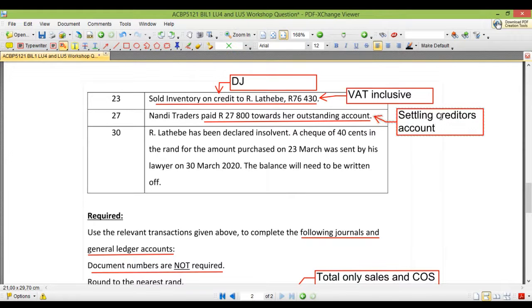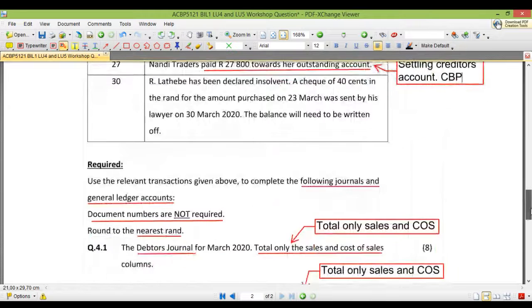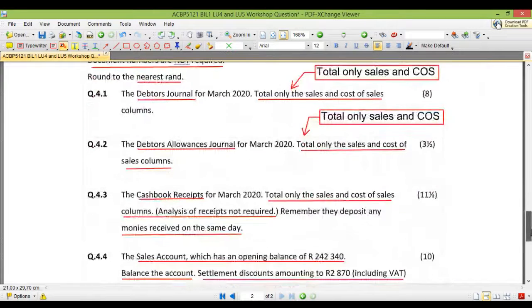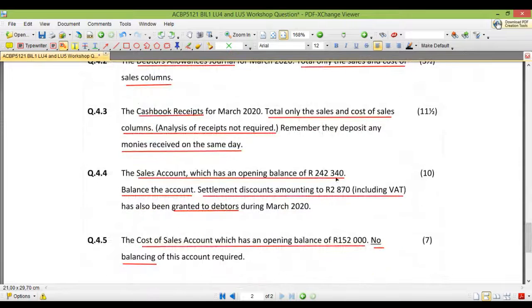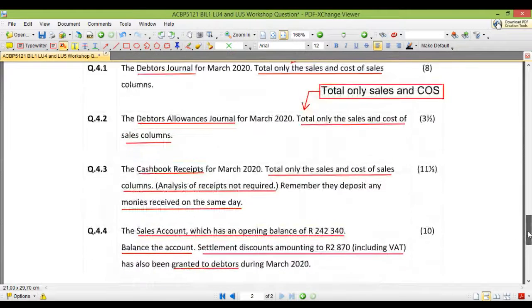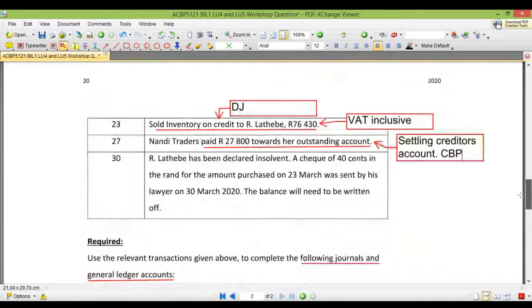However, if we paid it towards an outstanding account, we would capture this in our cash book payments account because it's a payment that we've made. Now, because of the fact that they did not ask for the cash book payments, it will potentially affect one of the sales or cost of sales accounts, depending on the information. Okay, and then our Latebe had been declared insolvent.